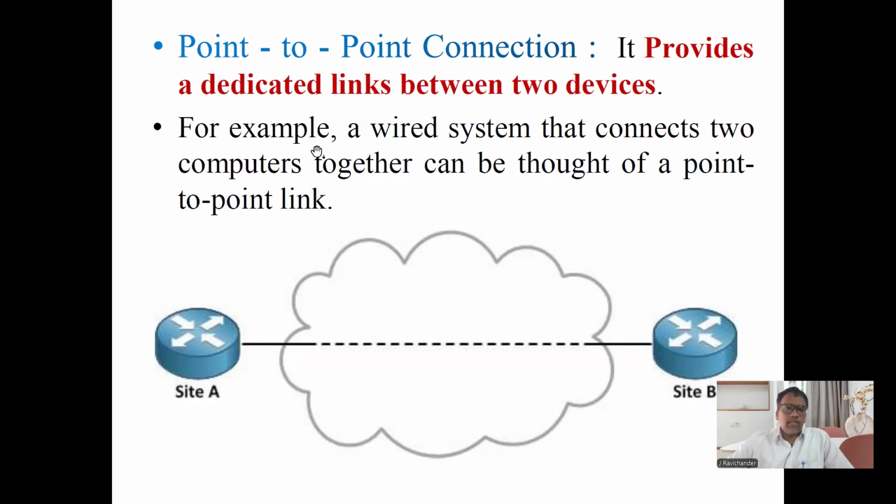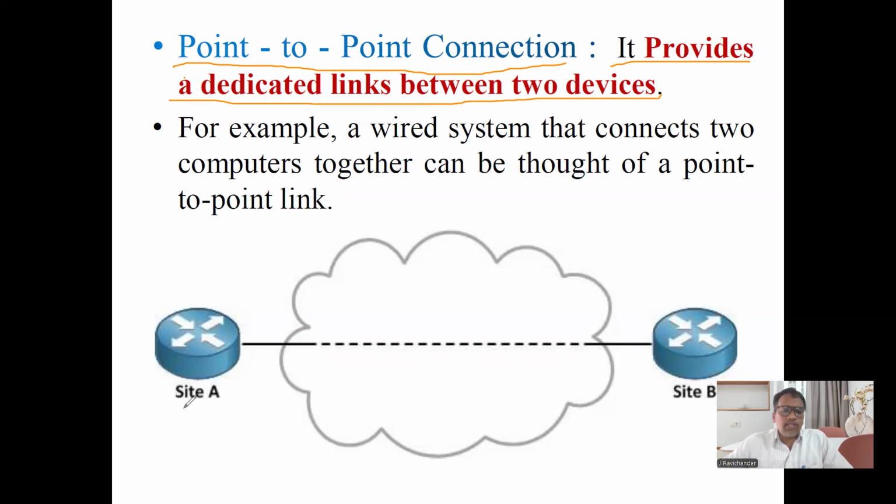Now, we will discuss types of connections. One is point-to-point connection. That means it provides a dedicated link between two devices. This is called a point-to-point connection.